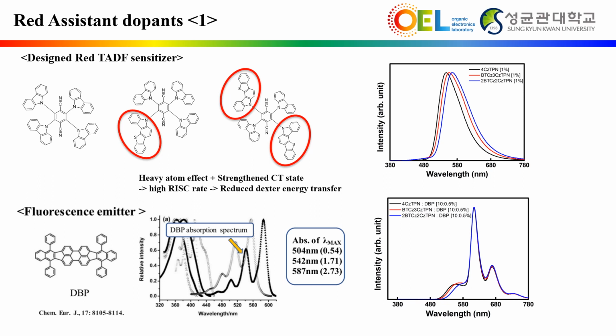When designing TADF used for hyperfluorescence, the first thing to do is to have an emission region that matches the emission region of the fluorescent emitter for efficient energy transfer. Second, TADF must introduce a blocking group to control the Dexter energy transfer to the emitter. Finally, TADF should reduce the probability of Dexter energy transfer by speeding up the triplet harvesting rate through a high RISC rate.